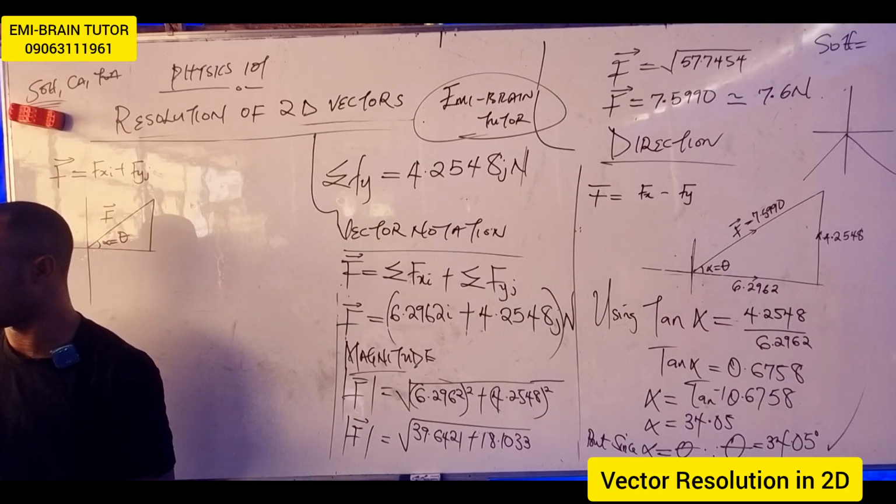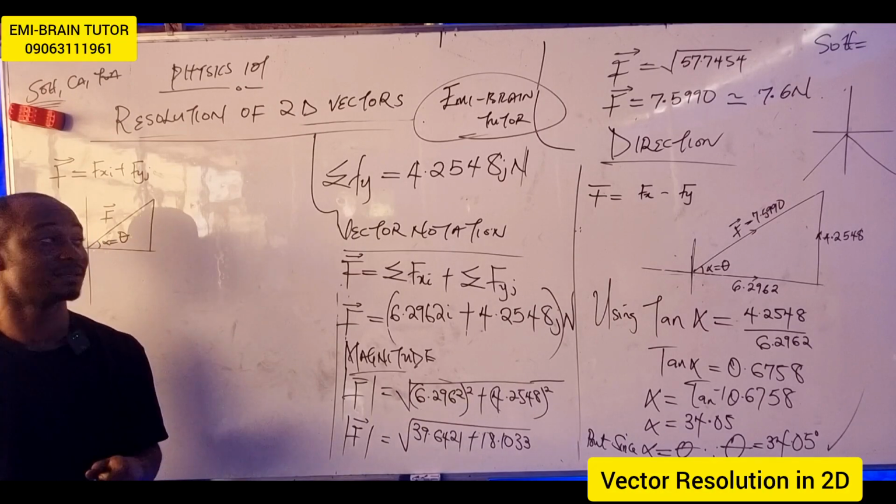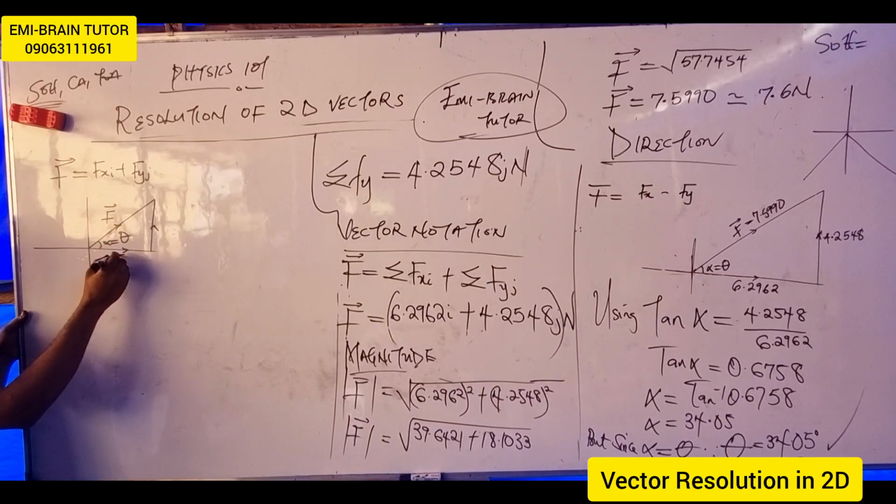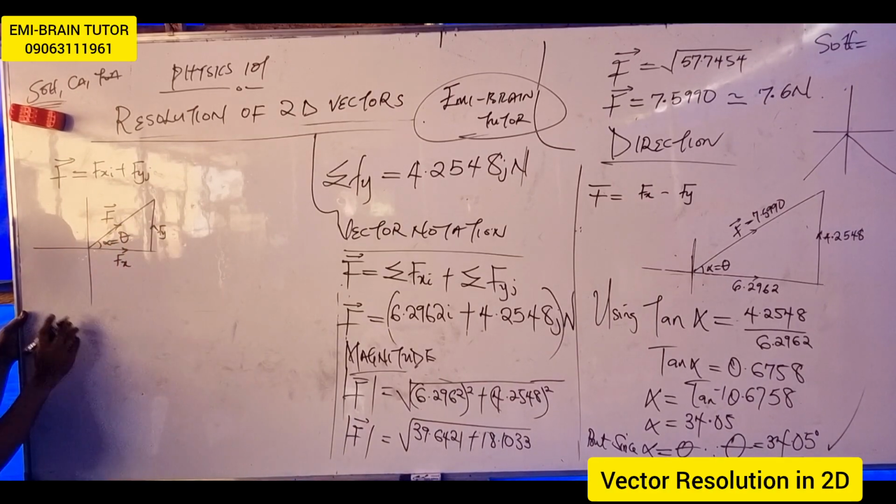And it's measured from where? From the positive x-axis down to this resultant line. Are you aware? Here we have Fx and here we have Fy.